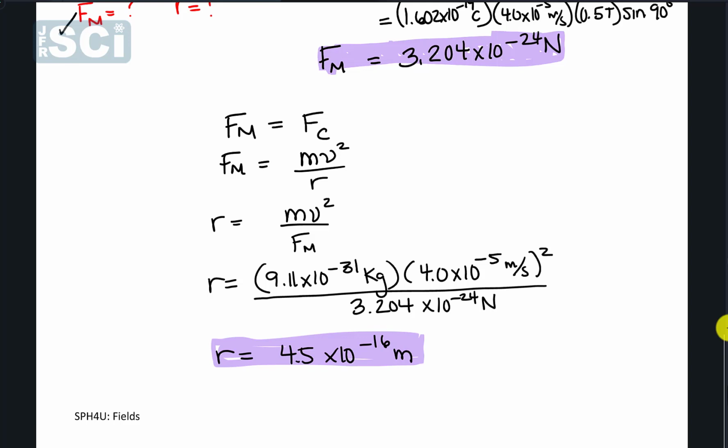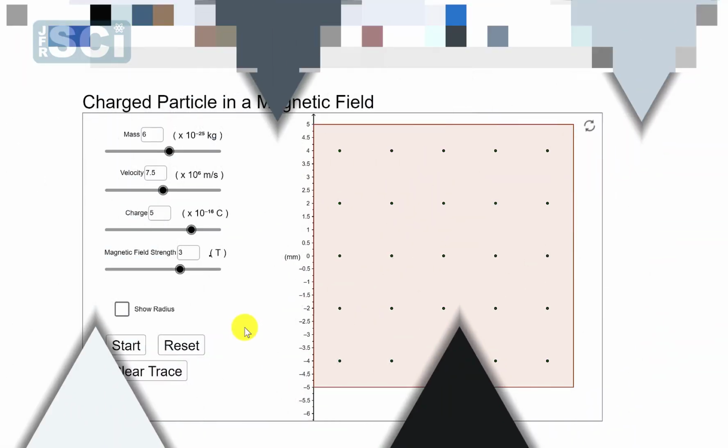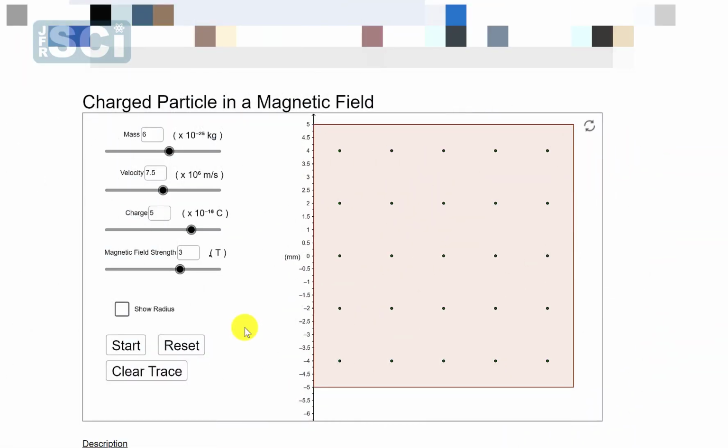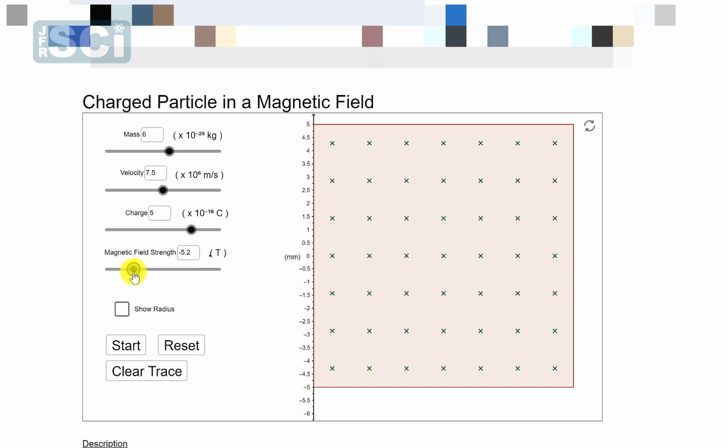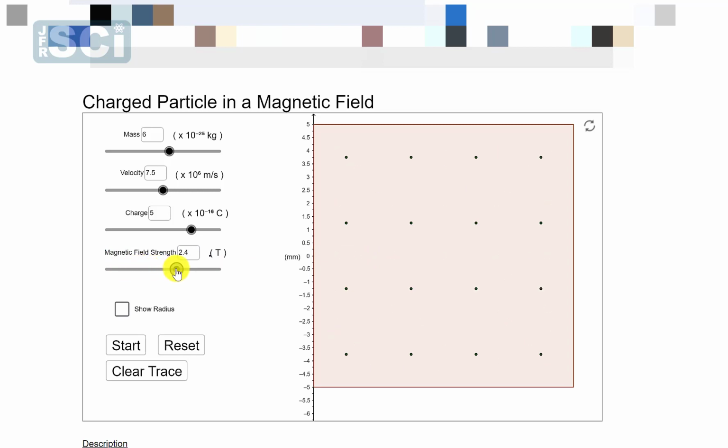Perfect. And what I want to do is show you a quick simulation of exactly the problem we just did. So this website here demonstrates exactly what we're dealing with. Dots mean that the magnetic field is coming out towards us, or if I change the magnetic field strength and make it negative, you can see that there we go. The magnetic field is now X's, which means it's going into the page. So we wanted something that's coming out of the page. So let's go with, say, 0.5.